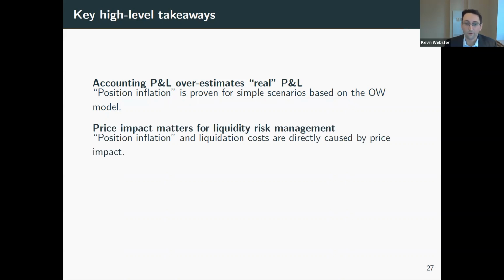The second takeaway is that price impact matters for risk management. Actually, I'd go as far as to say price impact is almost as important as a risk model. And the reason for that is at the end of the day, we want risk management to be actionable. And the way you act upon risk is by liquidating it. And to liquidate, you need a price impact model.